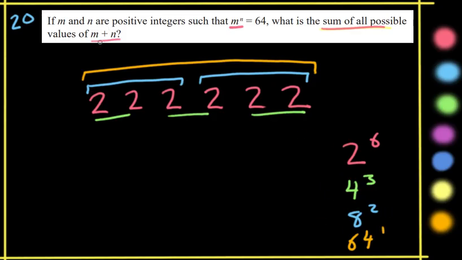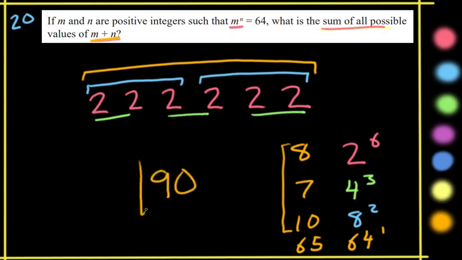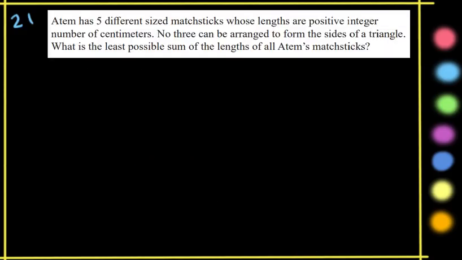So we need to compute m plus n for each of these 4 possibilities. So 2 plus 6 is 8, 4 plus 3 is 7, 8 plus 2 is 10, 64 plus 1 is 65. So these 3 add up to 25, and then 65 added to 25 will give me 90. So 90 is my final answer on this problem. All right, let's move on to 21.